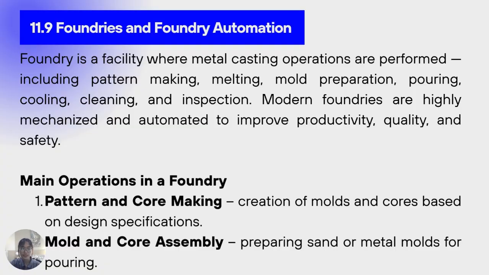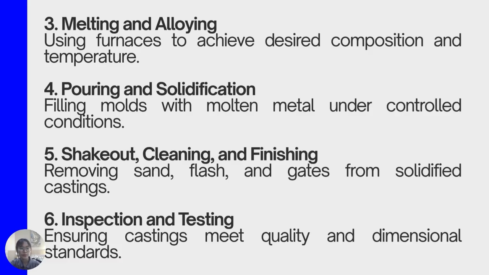Second, molding and melting. It prepares molds and melts metals in the furnace. The third being pouring and solidification, carefully filling molds and allowing the metal to solidify. The fourth, shakeout, cleaning and finishing, removing sand, flash, and surface defects. Fifth, inspection and testing, ensuring dimensional accuracy and material integrity. Lastly, inspection and testing ensures castings meet quality and dimensional standards.